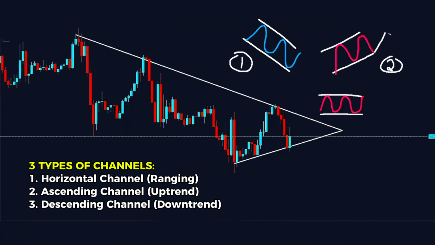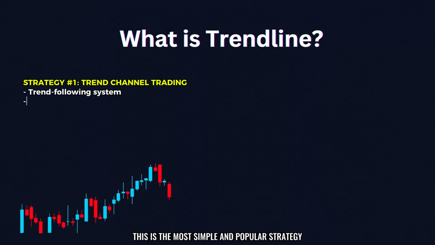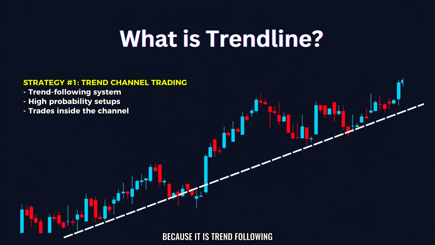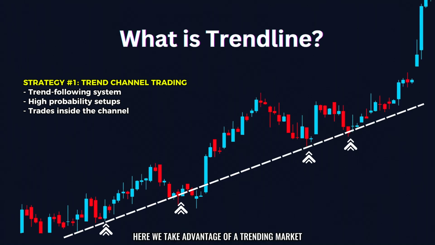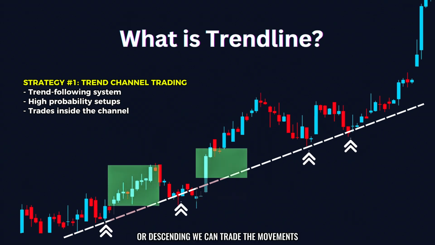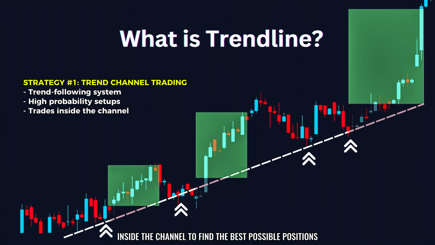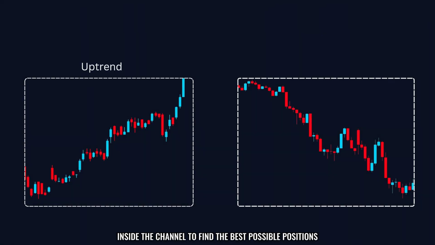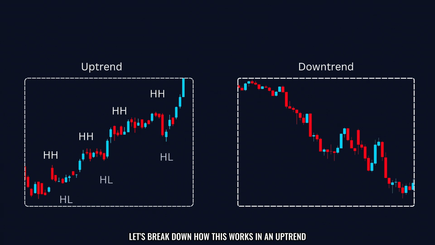When a price channel appears on your chart, there are a few primary strategies we can use to trade them. The first strategy is the trend channel trading strategy. This is the most simple and popular strategy because it is trend following. Here, we take advantage of a trending market. By identifying whether the channel is ascending or descending, we can trade the movements inside the channel to find the best possible positions. Let's break down how this works in an uptrend using an ascending channel.